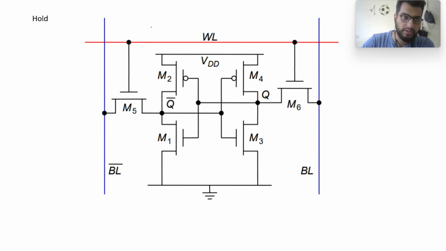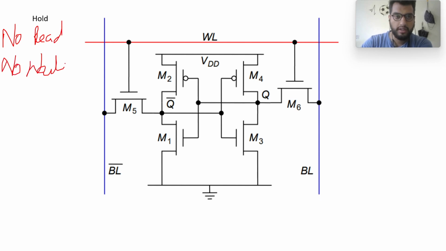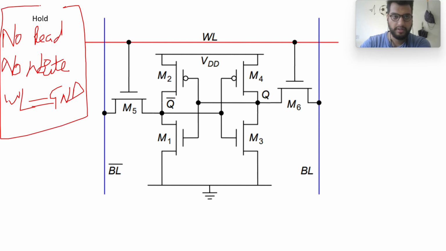Word line is grounded. What I mean to say is, first of all, in hold, no read and no write is performed, and the word line is also grounded. So this is simply your hold operation. What is the hold operation? No read and write is performed, and the word line is just simply grounded.